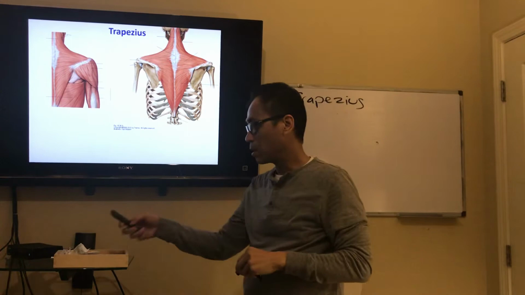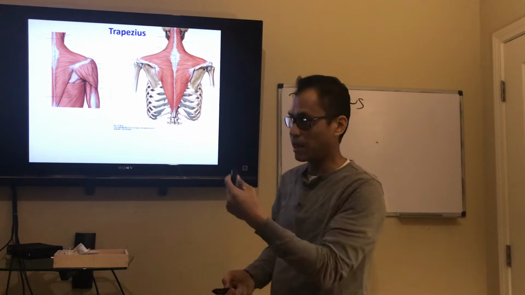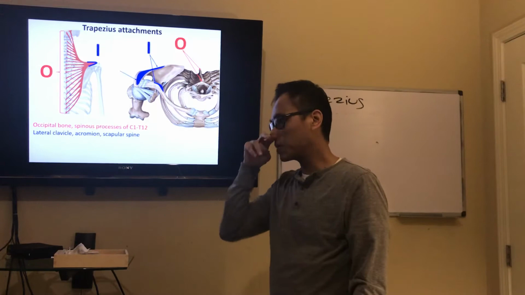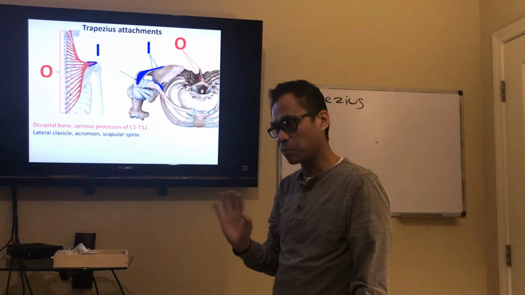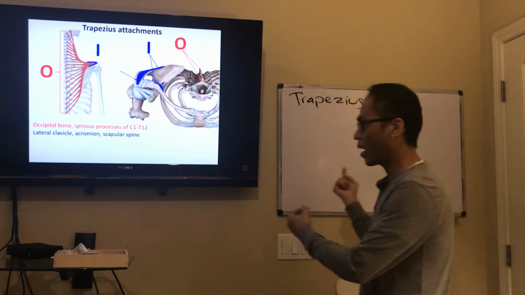Be able to identify it, be able to name it. That's, of course, just saying, hey, that's the trapezius. Now, its attachments. The general rule is for the origins they use the color red, and for the insertions they use the color blue. So I'll use red and blue on my slide. I'll stick to basic black on the whiteboard.